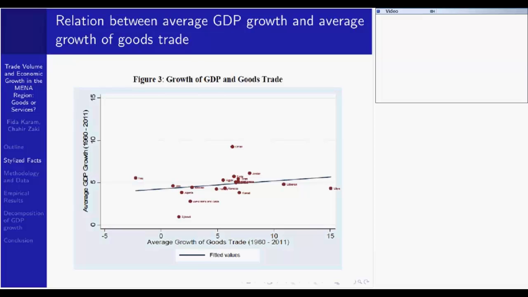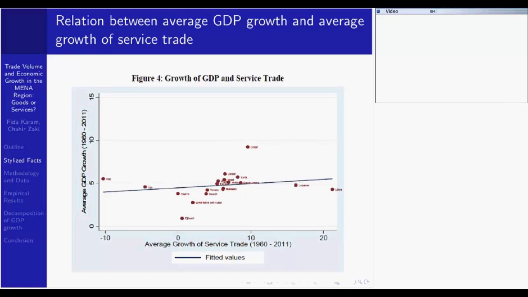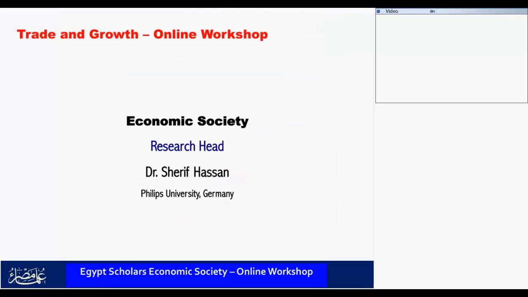As you can see, on the x-axis we have the average growth of goods, and on the y-axis we have the average GDP growth, and we can see that there is a positive correlation between them, which is also the case for trade in services. Okay. So this is regarding the main stylized facts that we observed in our paper.